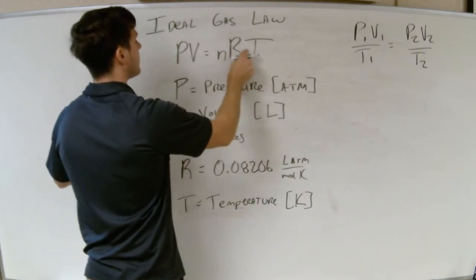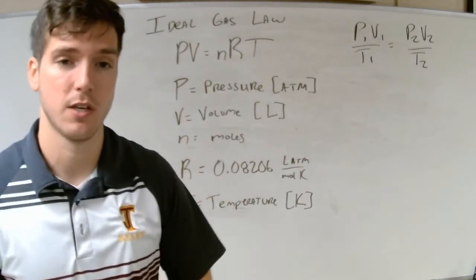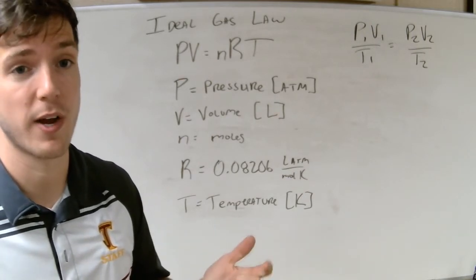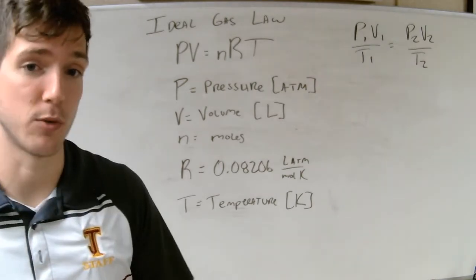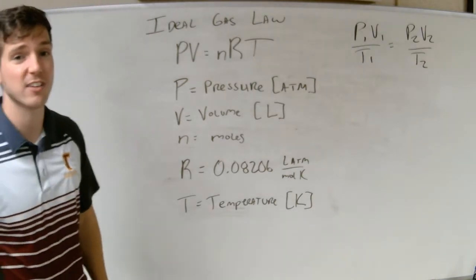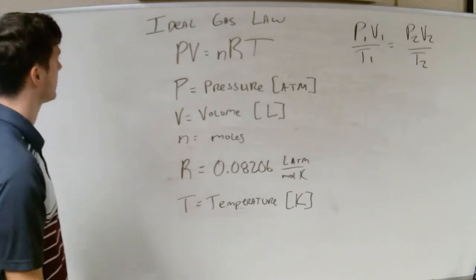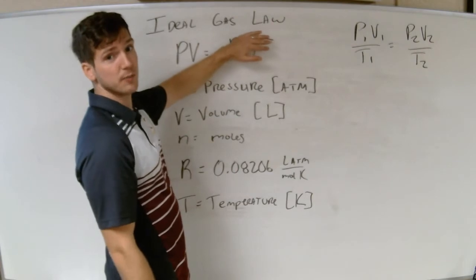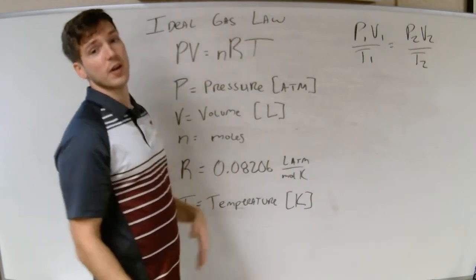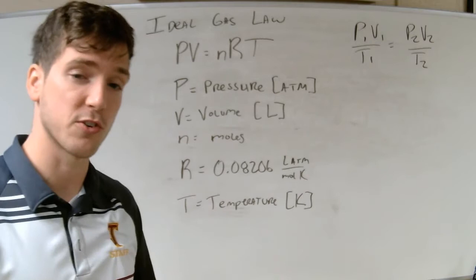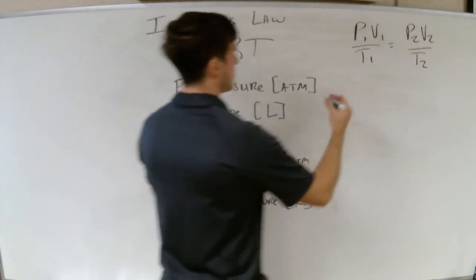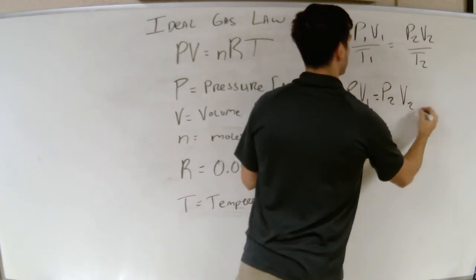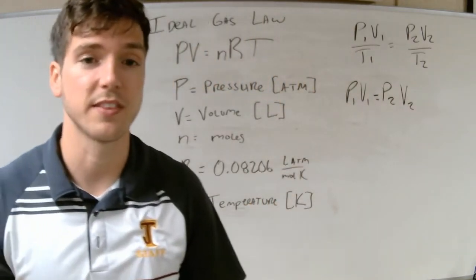Say I wanted to have an equation where I just compared pressure and volume. I just want an equation where I compare initial pressure and volume to final pressure and volume. Well, let's look at our ideal gas law. How would I get pressure and volume by itself? Well, we're lucky here because pressure and volume are already together. So an equation where we can compare initial pressure and volume to final pressure and volume would just be P1 V1 equals P2 V2. This is known as Boyle's law.